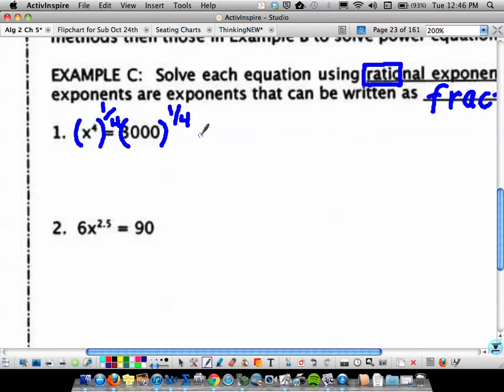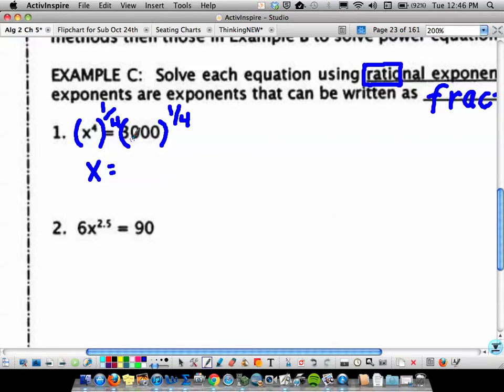If you take a look at what happens, 4 times 1/4 is just 4 over 4, which is just 1, and x to the first is just x. So we raise to the reciprocal to make the exponents cancel out and become just x to the first, or plain x.